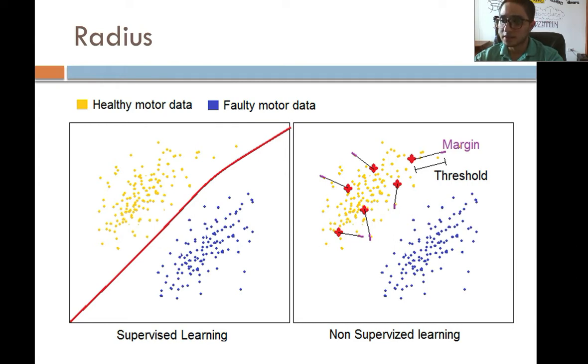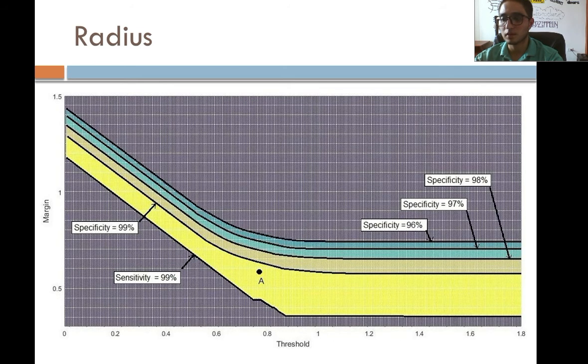The sensitivity and the specificity versus these variables is summarized in this graphic. Here we have in the y-axis the margin and in the x-axis the threshold. The curves present the points where the specificity or the sensitivity is constant. Specificity curves are obtained based on only healthy motor data and sensitivity curves on only faulty motor data.